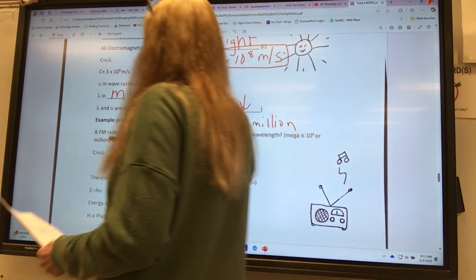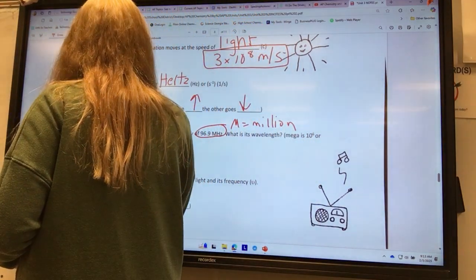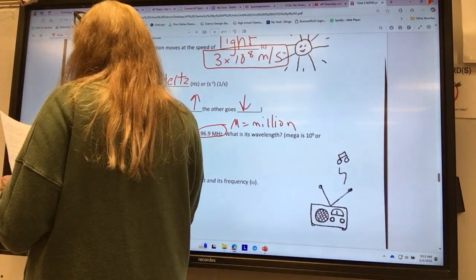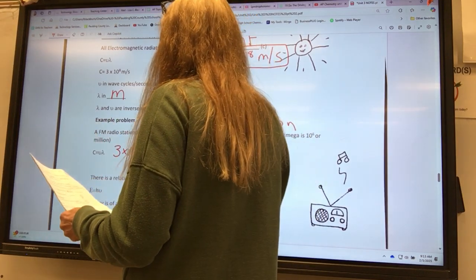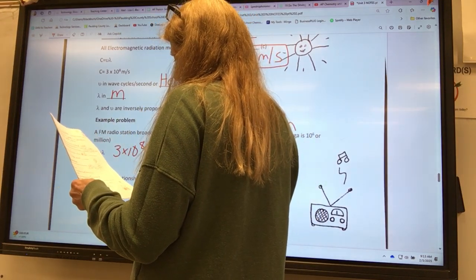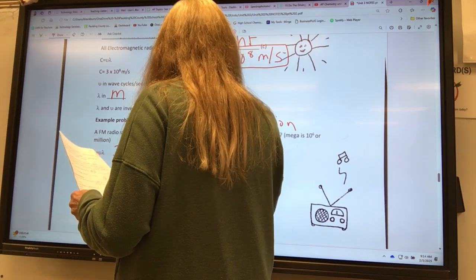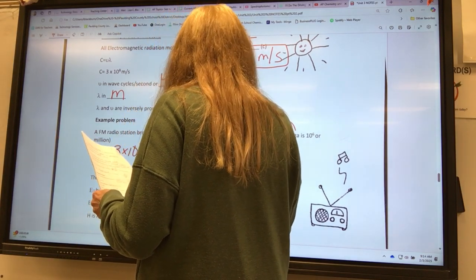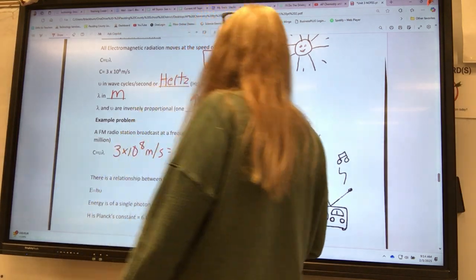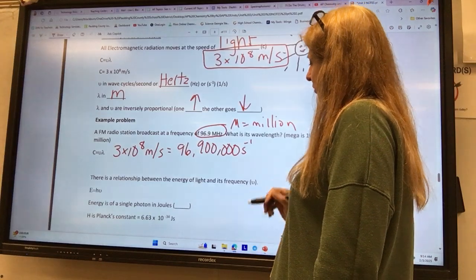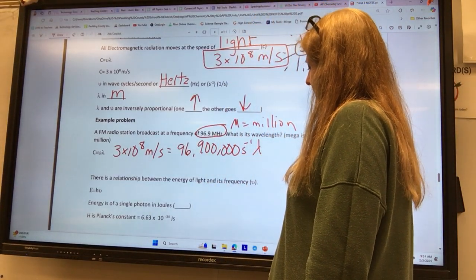So mega is 10 to the 6, or a million. So what we do is we write our formula down, then we substitute in. c is 3 times 10 to the 8th meters per second. What we're looking for, the frequency we know, it's 96,900,000. And then we're going to do s to the negative 1, so you can start learning that that's the same thing as hertz. And our unknown is wavelength, lambda.